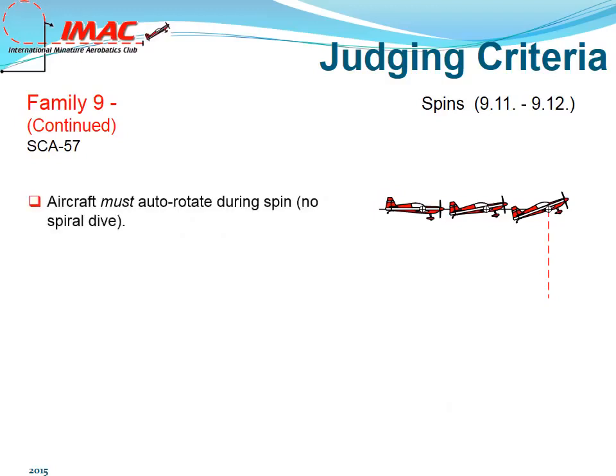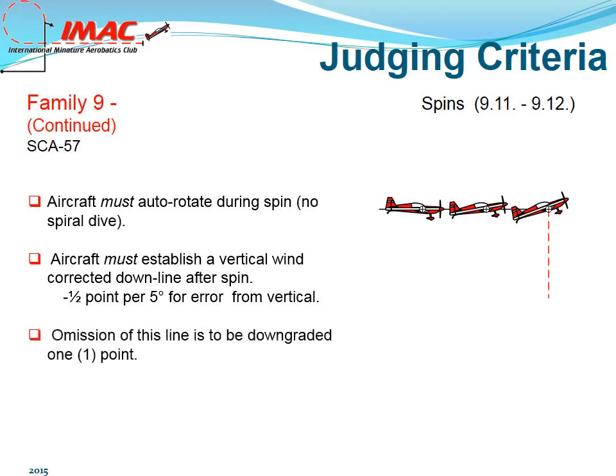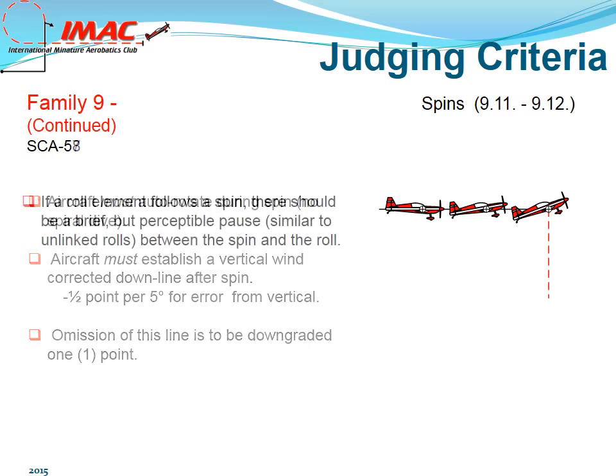Aircraft must autorotate during the spin, no spiral dive. Aircraft must establish a vertical wind-corrected downline after the spin, half a point per 5 degrees for error from vertical. Omission of this line is to be downgraded 1 point.